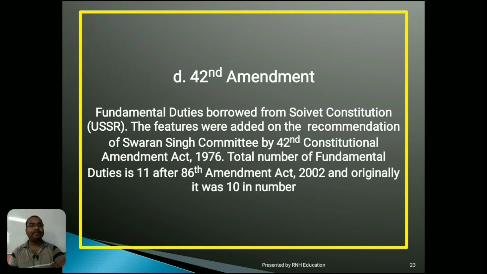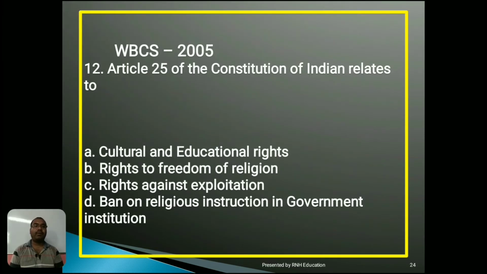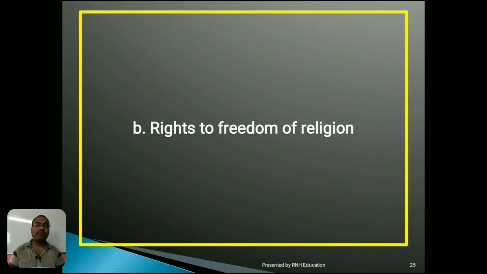Going to next one. The next question, that is question number 12, and from here it is from WBCS 2005. Article 25 of the Constitution of India relates to. Option A, cultural and educational rights. Option B, right to freedom of religion. Option C, right against exploitation. Option D, ban on religious instruction in government institution. Now see the answer. The answer is option B, that is right to freedom of religion.